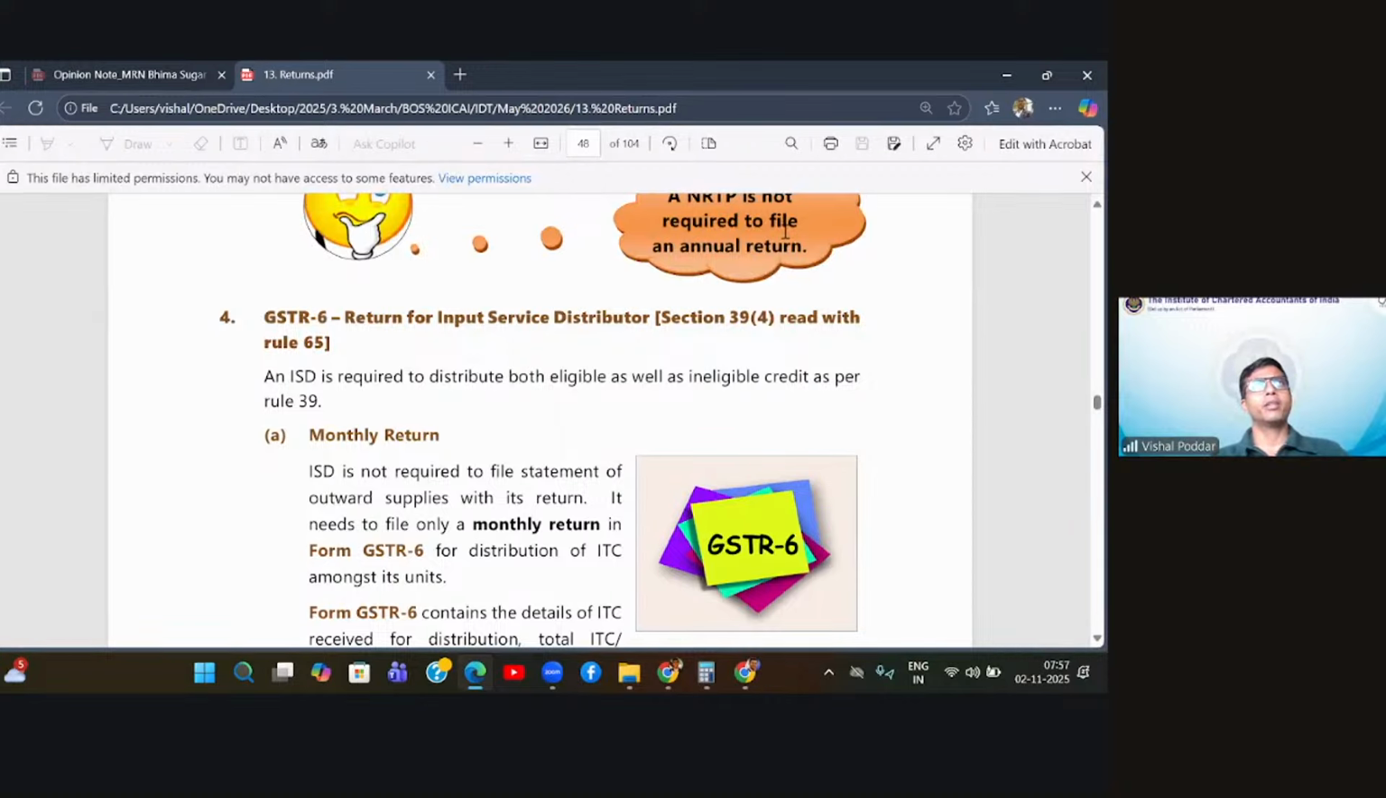That is, it should reflect in the ISD returns. And every month, they should be filing their ISD return to distribute this credit to all their recipients, who are their other units. Now, all this is done through filing GSTR 6.